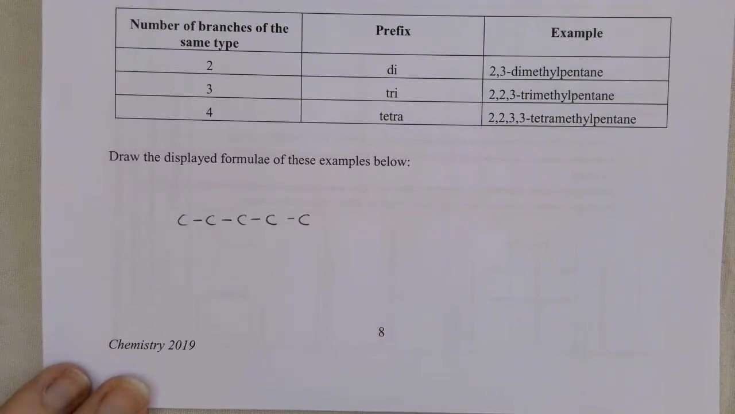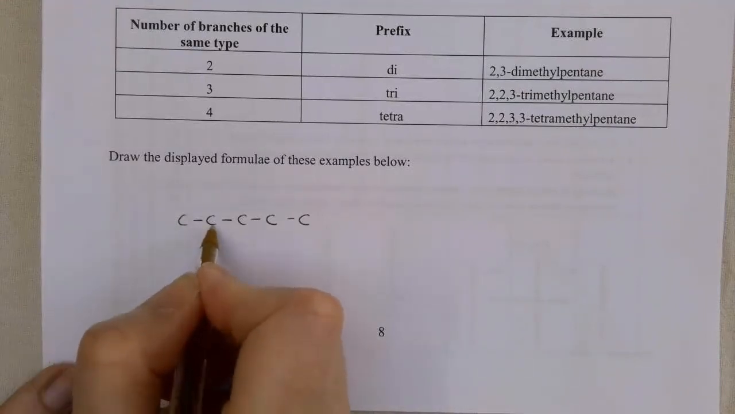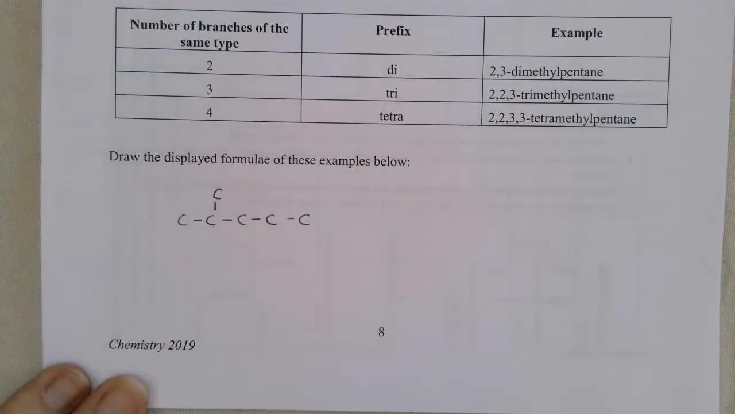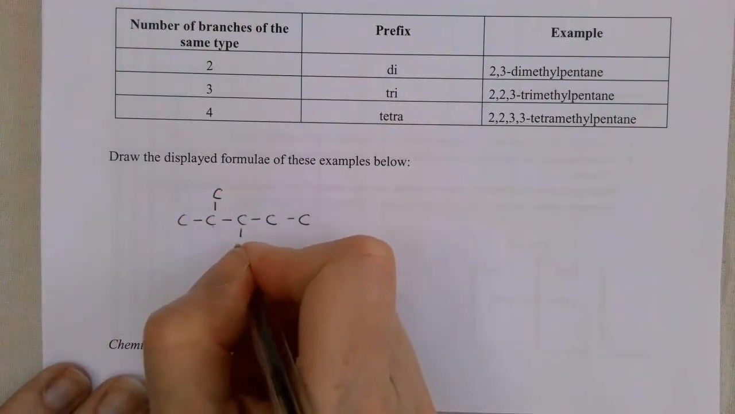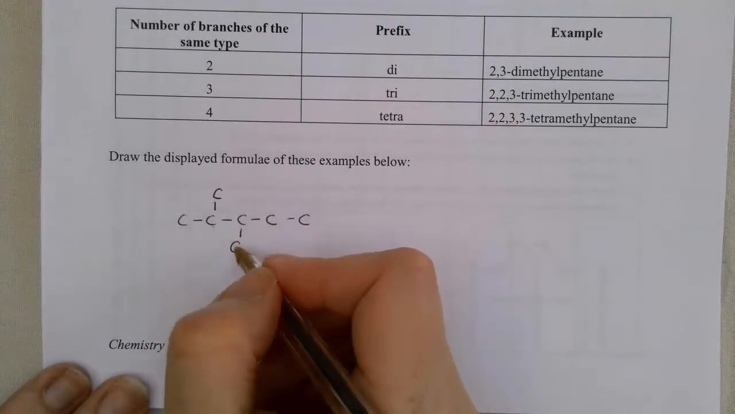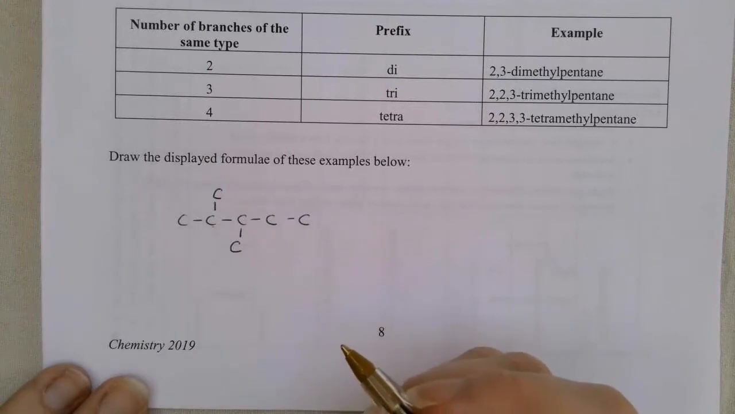I have 2,3-dimethyl. It doesn't matter which end I count from as long as I'm being consistent. So I have 1, 2, so I've got a methyl group on that second carbon, and I've got a methyl group on this third carbon. It doesn't matter if they're both up or both down, because these are single bonds, so I can rotate around them. So that's my carbon skeleton.